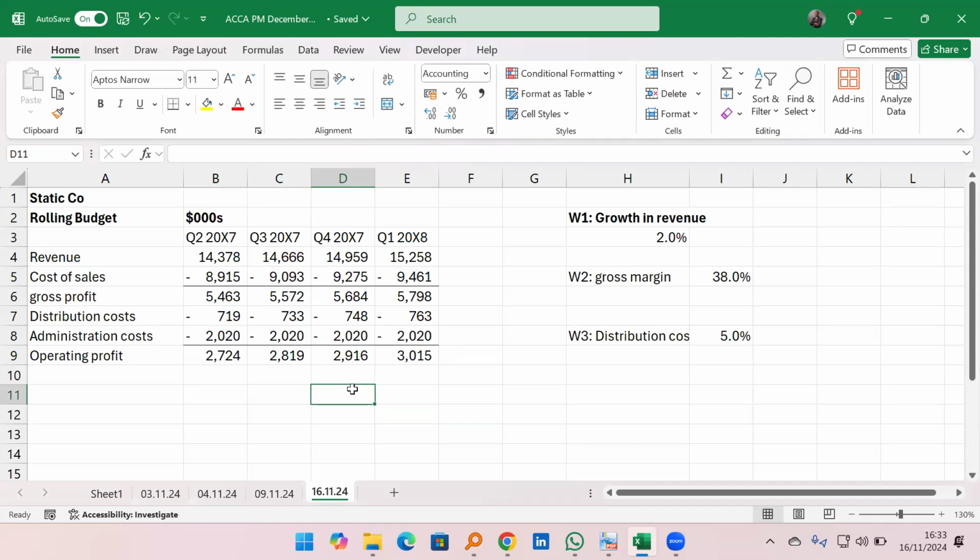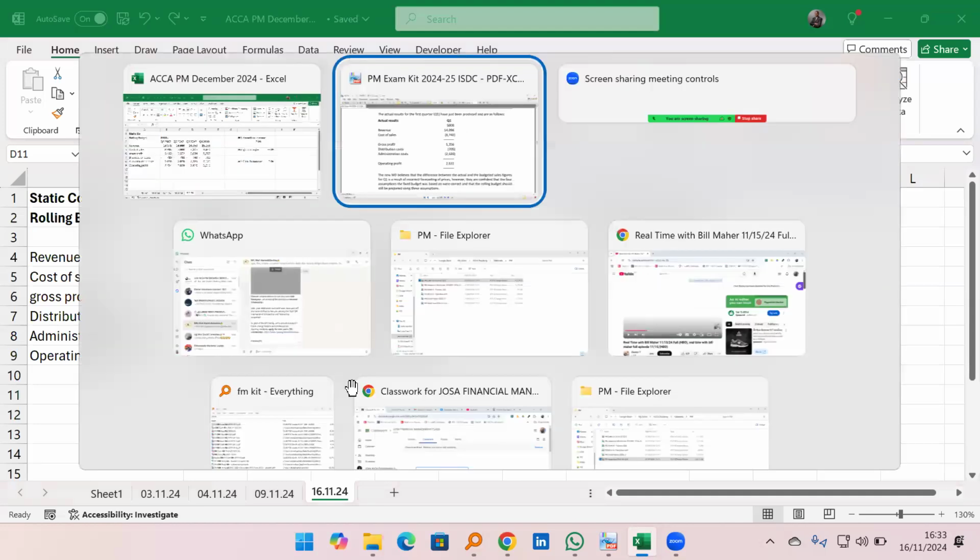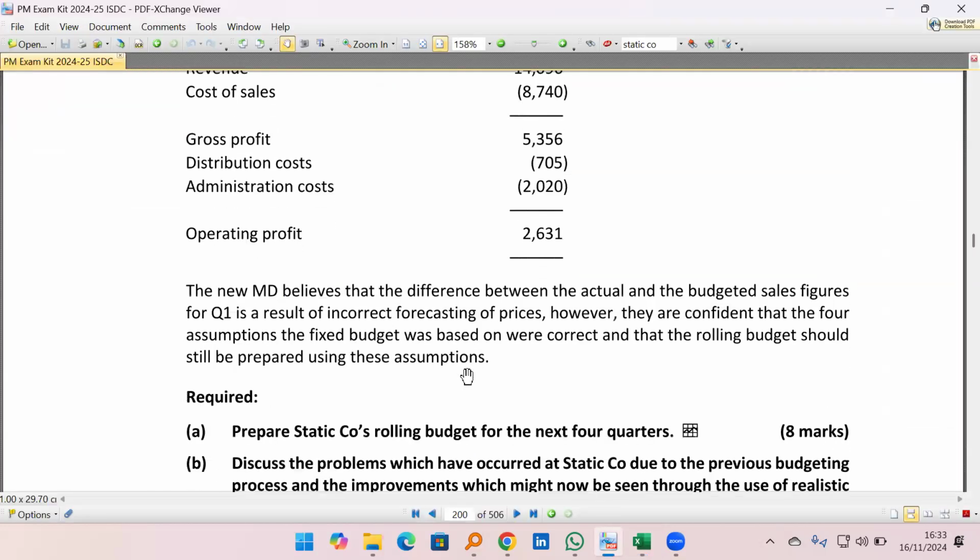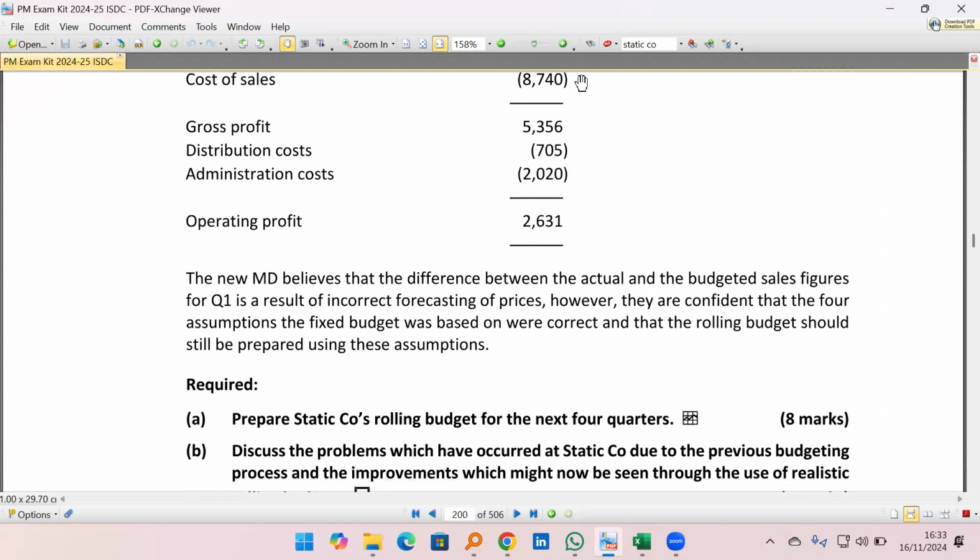Now, why did we use actuals for revenue? And why did we use actuals for rolling? The reason why we did so is that the MD said, or he believes, okay, that the difference between the actual and the budgeted sales figures for quarter one is a result of incorrect forecasting of prices. So for them, they are saying, we made some mistakes forecasting prices in quarter one, but the assumptions that we have made are the same, they are going to hold.